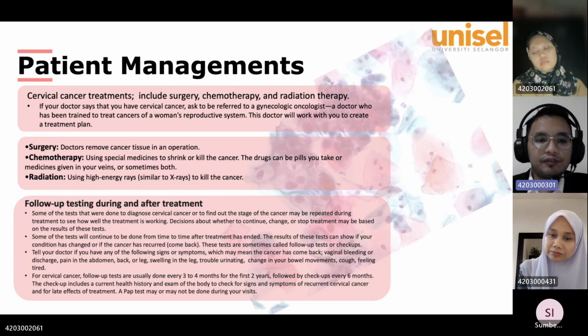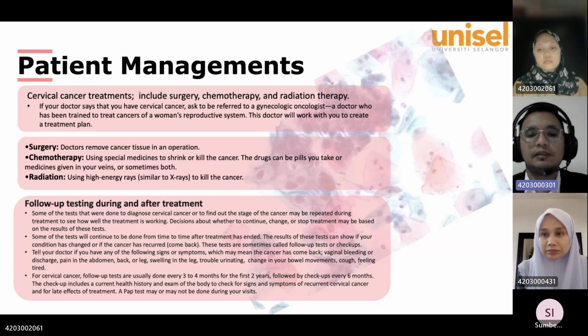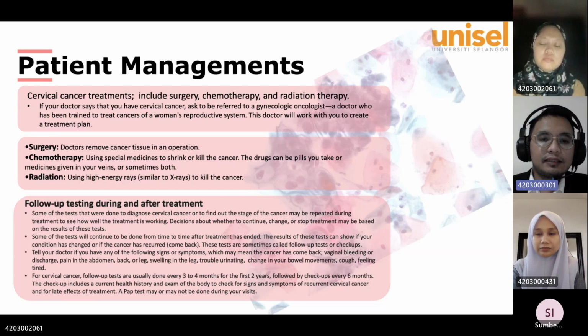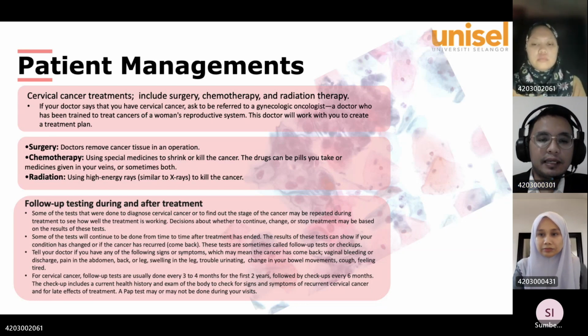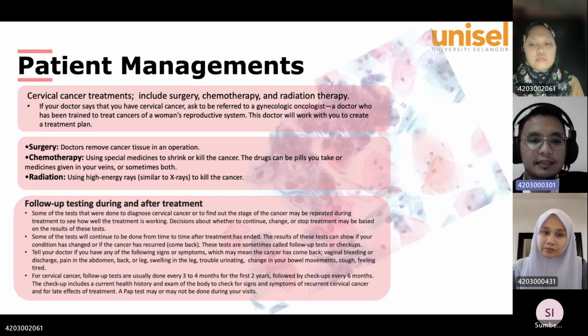So tell your doctor if you have any of the following signs or symptoms which may mean the cancer has come back: vaginal bleeding or discharge, pain in the abdomen, back or leg, swelling in the leg, trouble urinating, change in your bowel movement, cough, or feeling tired. Also, when the patient has these symptoms, they should tell the doctor so the doctor can find out what the problem is.